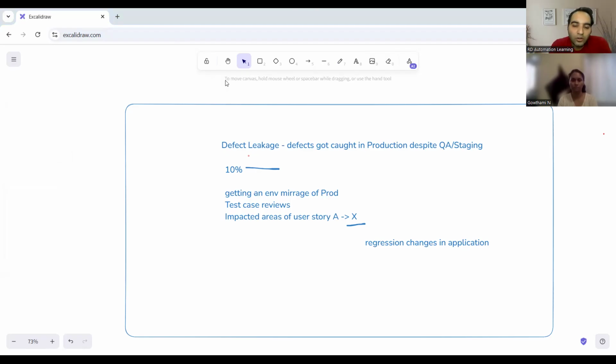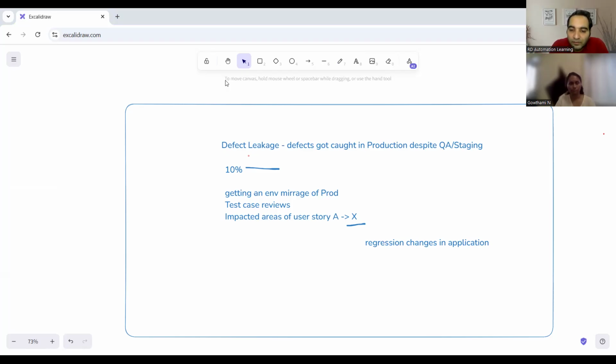See, this is not only about time duration, but also about getting quality. Let's say you have got 7 days for completing your release testing, and in those 7 days you are able to complete the testing, but still defect leakage is not getting reduced. So it will not make the client happy.